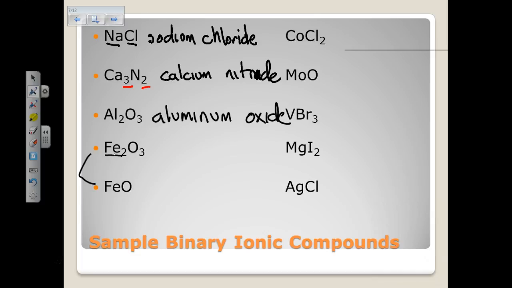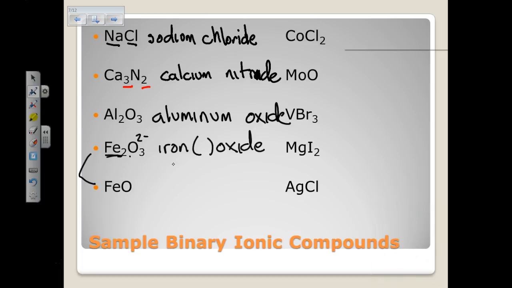So, let's look at this. This is how I do this. I'm going to say iron oxide, because I know that it's going to be iron and oxide. The only problem is going to be trying to figure out the charge on the transition metal. Well, in order to do that, we know what the charge on oxygen is. The charge on oxygen is 2 minus.